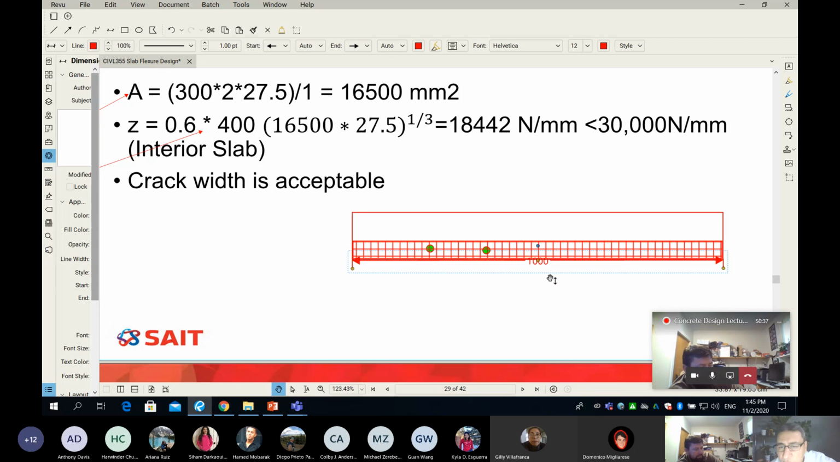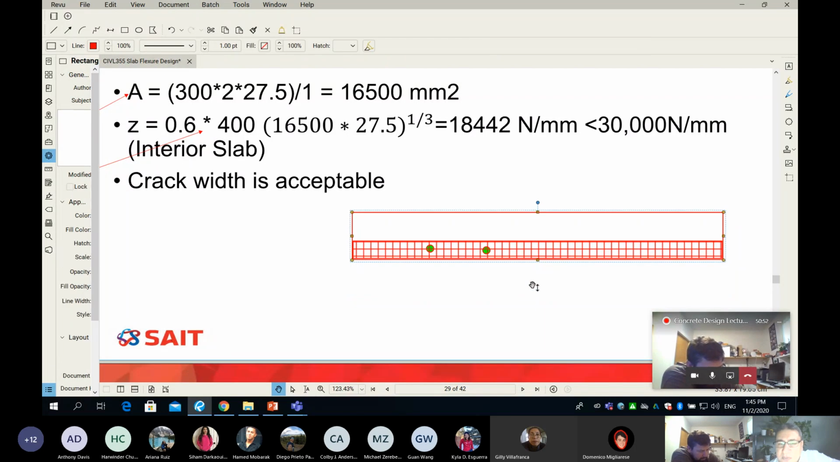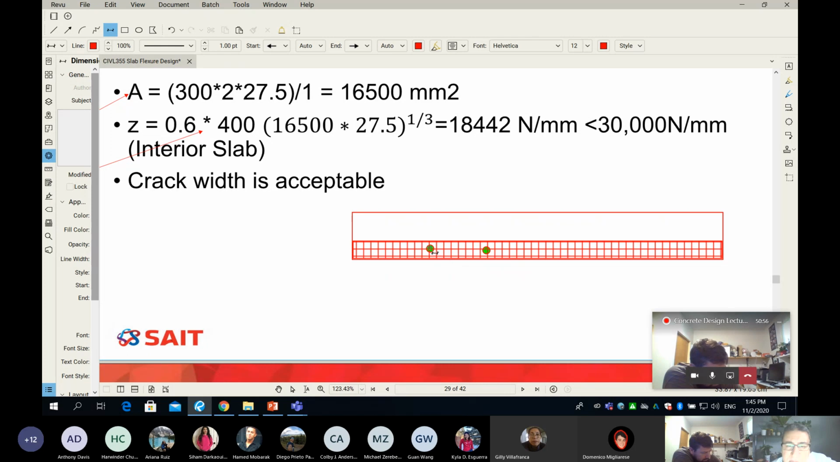Okay, so you can go, and how to find the A? You can say, you know what? So the A will be 1,000 multiplied by 2DC, and then you divide by how many bars, 15M, inside this one. But I will tell you an easier way. Guys, look at this, please. What is the spacing between my rebar? Like, what is the spacing between this green to this green? Can anybody tell me how much the spacing between the rebar?